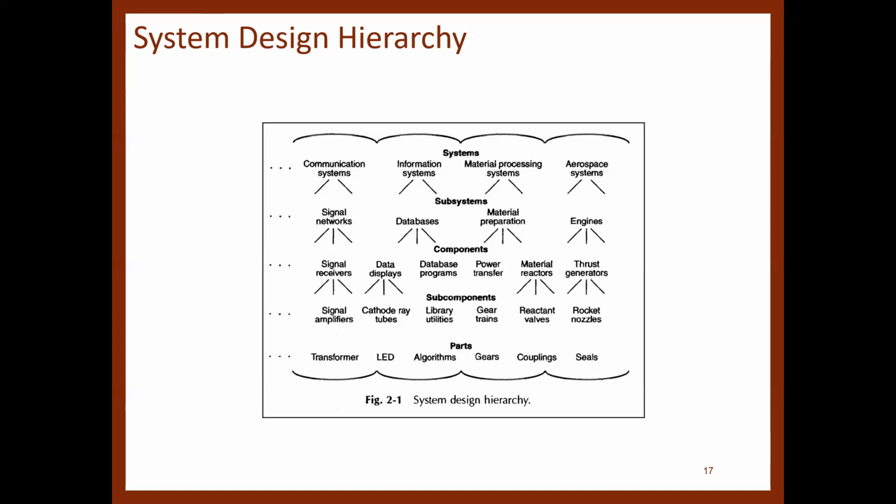And then we can look at the other ones as well. So if we go to the last column, aerospace systems, then we have the engines. At the component level, we have the thrust generators. At the subcomponent level, we have the rocket nozzles. And at the parts level, we have the seals.